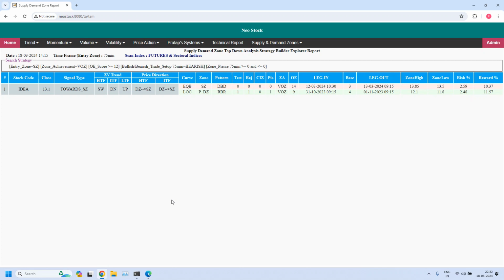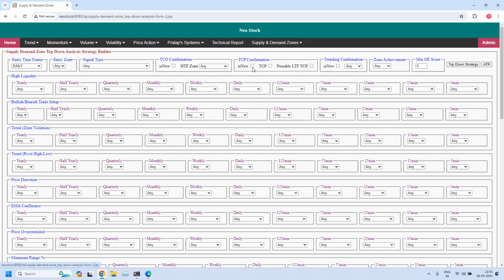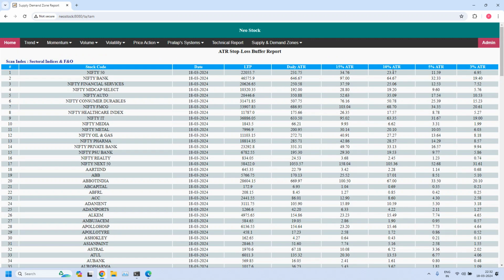So this is about bullish and bearish trade setups. Now we will generate stop buffers for all the stocks and indices. The stop buffers are based on ATR. So all these are ATR values, indicating the stop buffers.